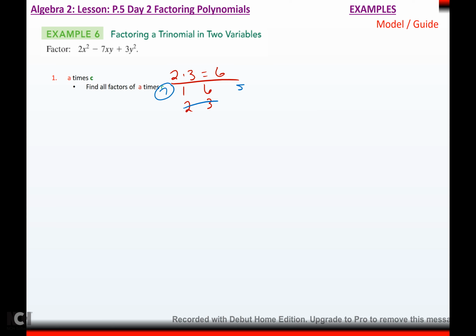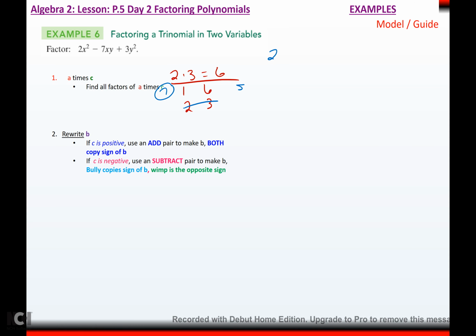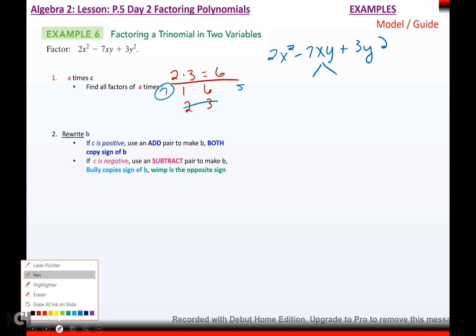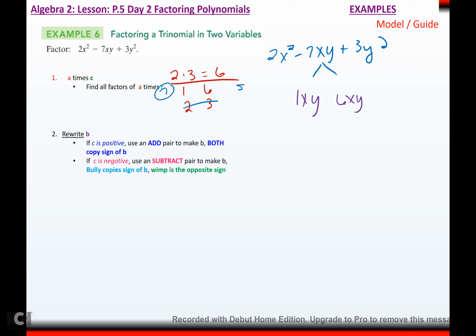So my pair is to rewrite B, so I have 2x squared minus 7xy plus 3y squared. I need to split this, and the only thing that's going to look a little different than last time is it's going to split into 1xy instead of just 1x, and 6xy.